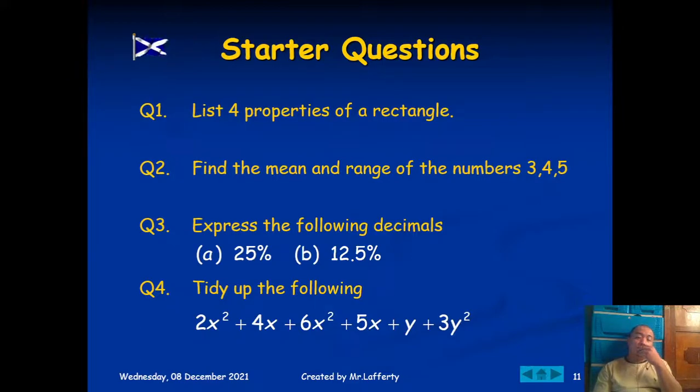Express the following as decimals. So 25%, 0.25. 12.5%, 0.125. Tidy up the following, and add the similar terms. 8x squared plus 3y squared plus 4x plus y.